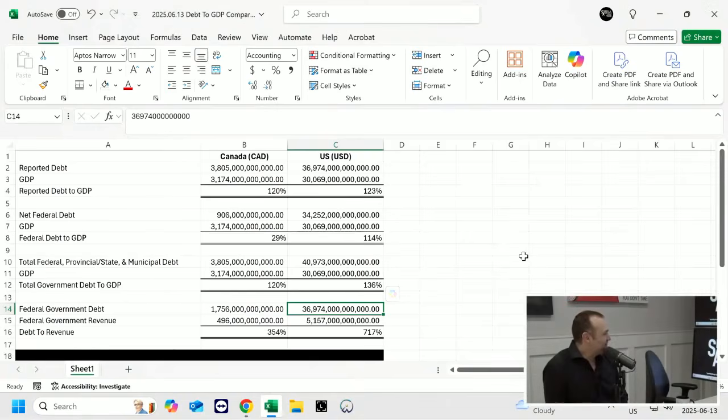They're broke. When you look at the U.S. government, they have $36 trillion of federal government debt, and they only have $5 trillion in total revenue. Wow. So their debt is 717% of their revenue, where in Canada it's only 354% of the revenue. Still terrible. But we're discerning different shades of terrible, and one is dramatically worse.